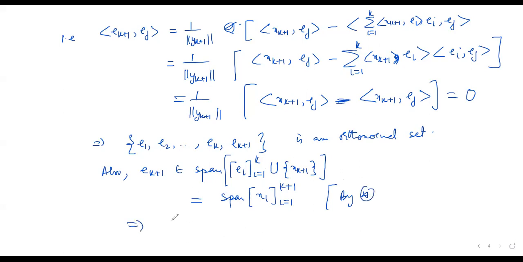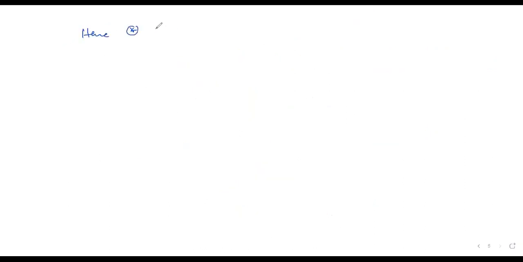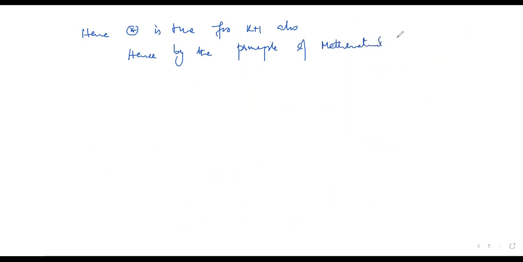Which implies that the span of ei, i runs from 1 to k+1, is equal to the span of xi, i runs from 1 to k+1. So hence star is true, जो पहली वाली equation है, for k+1 also, and hence by the principle of mathematical induction, star is true for all n belonging to the set of natural numbers.